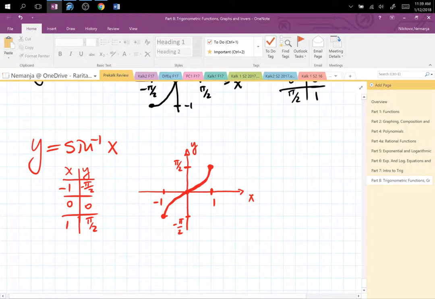Now, can we shift this one left, right, up, down? Sure, it's a function. All I need to do is go x minus 3 or everything plus 2 or negative in front. I can do any of that stuff to apply 1.6 and move this anywhere I want.